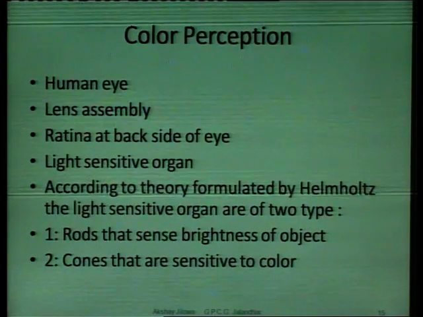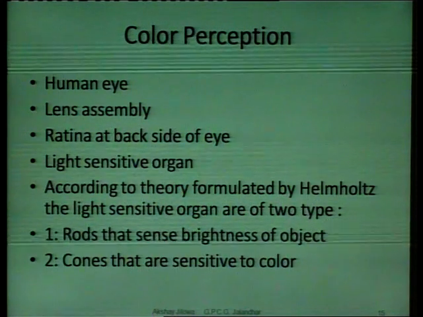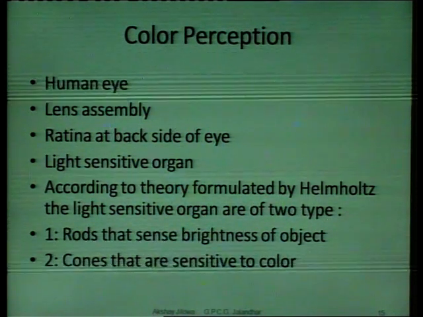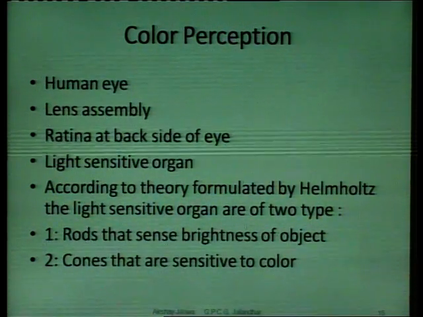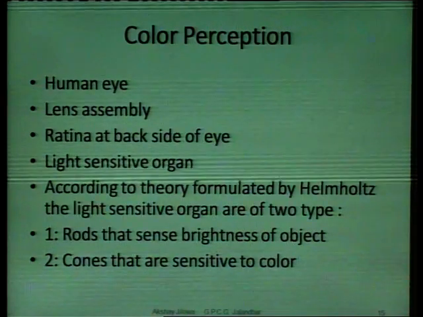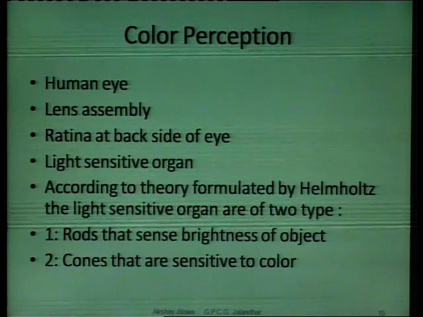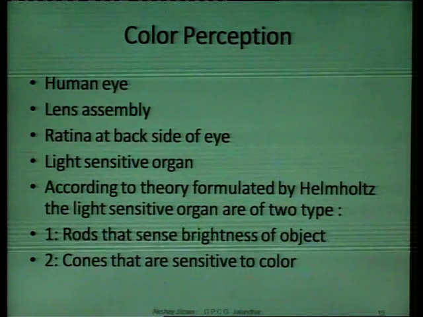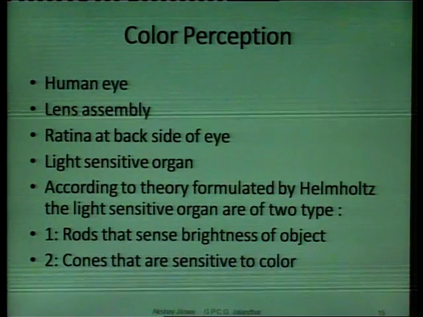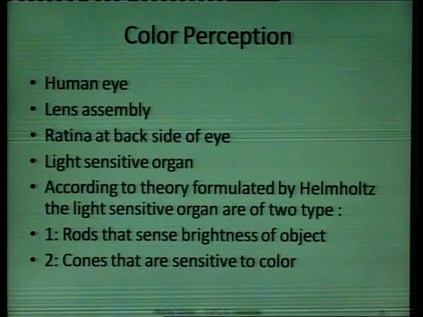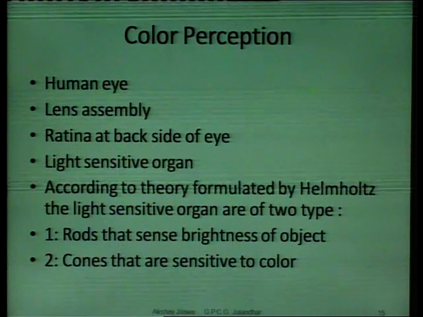The human eye has a lens assembly, then has the retina at the back side of the eye where the images are formed. We have certain organs which are very sensitive to light. With the help of these organs we sense the light and its intensity. According to the theory formulated by Helmholtz, there are two types of organs which are sensitive to light.